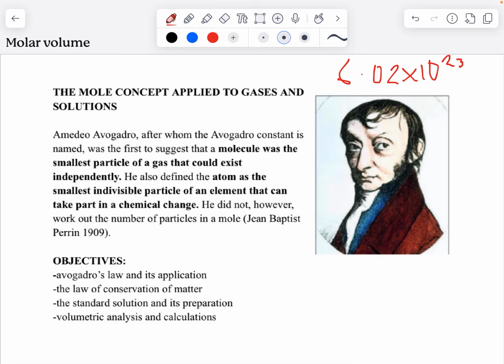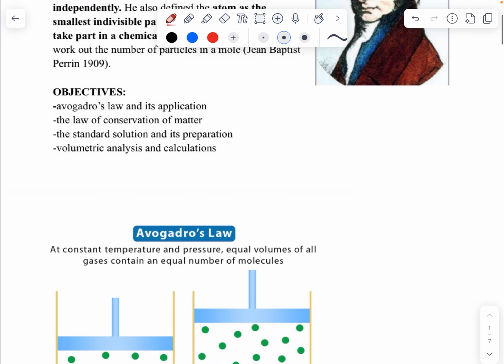Now, what this is all saying is that yes, Avogadro made some significant contributions. He said that the molecule is the smallest particle of a gas that can exist independently, which is on its own. And he also said that the atom is the smallest indivisible particle. But he was not the one who discovered the number of particles in a mole. Now, let us just continue a little bit.